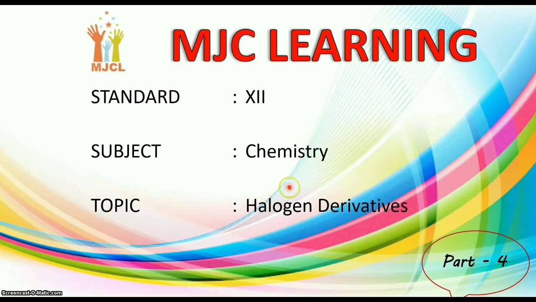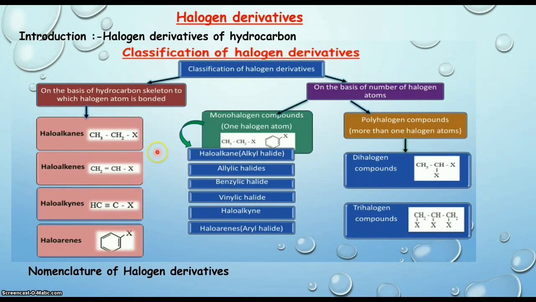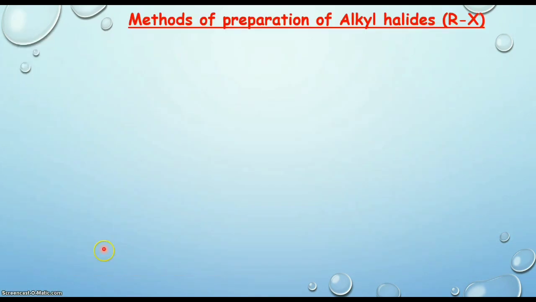Let us continue chapter number 10 of chemistry, that is halogen derivatives. This is part 4. Students, in the previous lecture we have discussed what halogen derivatives of hydrocarbons are, the classification of halogen derivatives, and nomenclature of halogen derivatives. So, today we will study the different methods of preparation of alkyl halide. Let us start with the methods of preparation of alkyl halide.